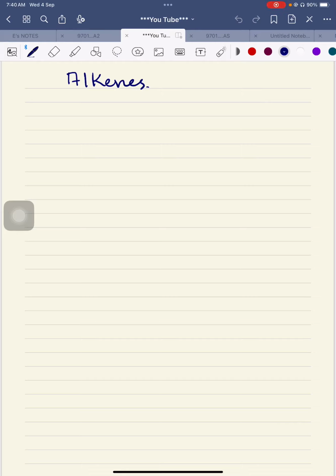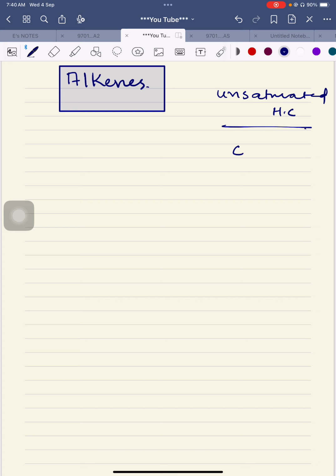These are the compounds which we have said are unsaturated hydrocarbons. Number 2 point is that they have carbon-carbon double bonds. At least one carbon-carbon double bond must be there in case of any alkene. And one more thing was that they have a general formula of CnH2n. So these are the informations which we have already dealt with.